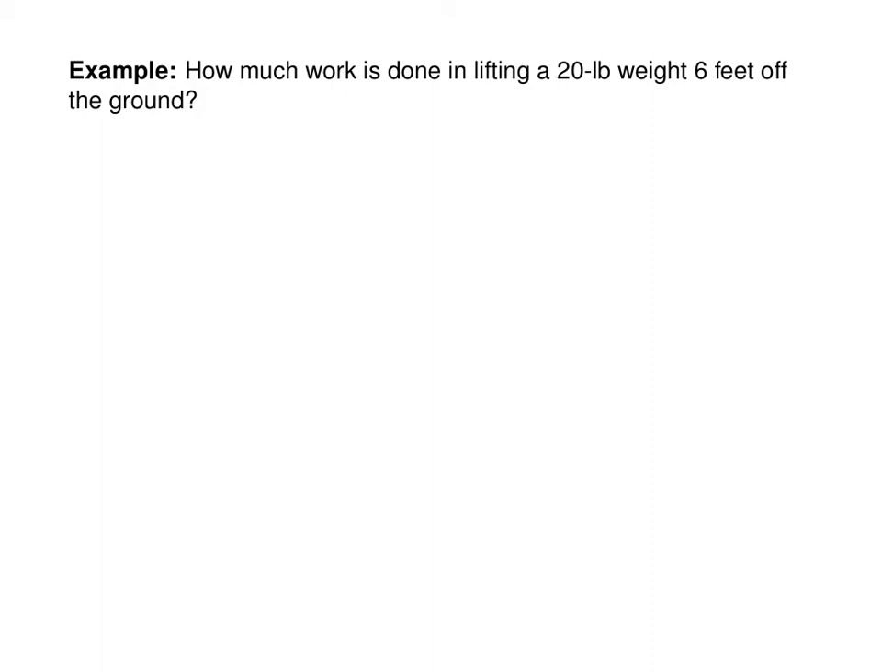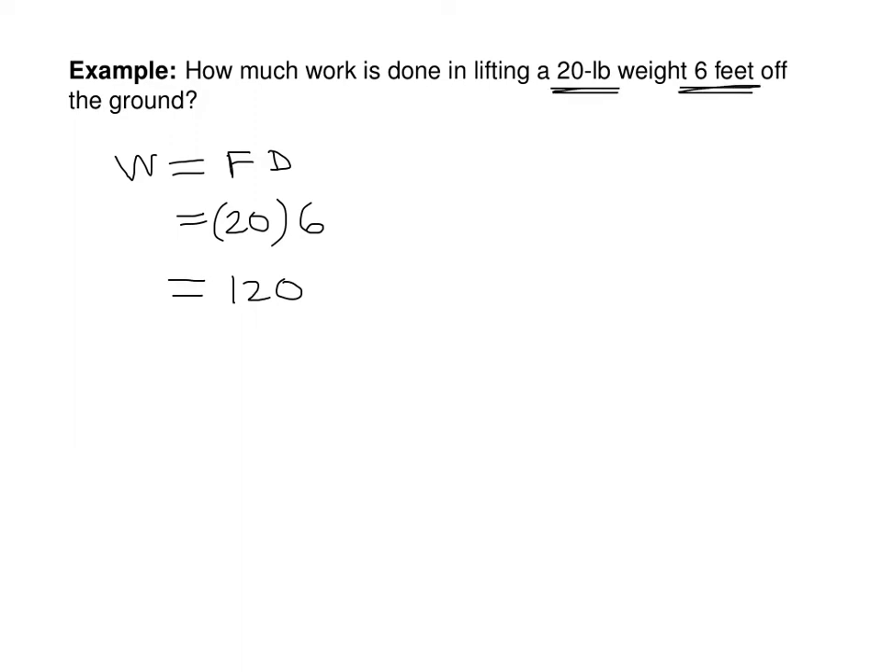So how much work is done in lifting a 20-pound weight 6 feet off the ground? The work is found by taking the force times the distance. In this case, the force is 20 pounds. The distance is 6 feet. That's 120, and the units are pounds times feet, given by foot-pounds. So 120 foot-pounds is how much work.